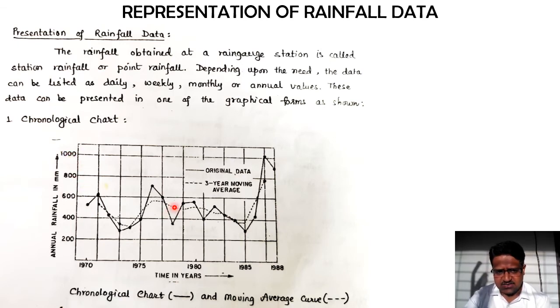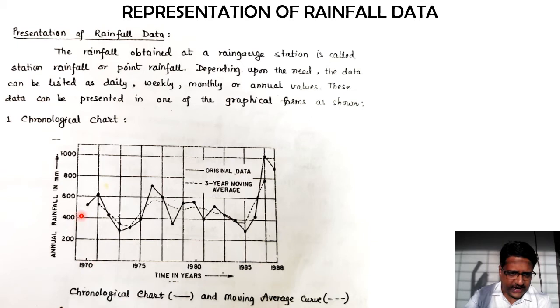This hard black color line which is there is nothing but a chronological chart. Don't concentrate on the dotted line; that is a moving average curve that we are going to check out in the next slides. So if I ignore that dotted line, what this indicates is a simple graphical representation.